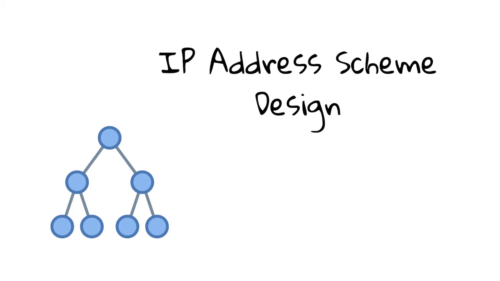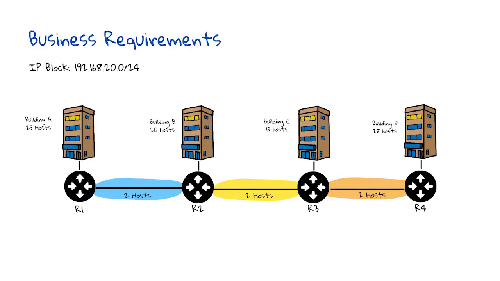Let us look at a design example. You have been hired as a consultant by Acme Corporation. They have moved into a new office block and they're going to be occupying 4 buildings. And they have the following needs. You've been given the following address, 192.168.20.0/24, and it is your responsibility to subnet the different networks.